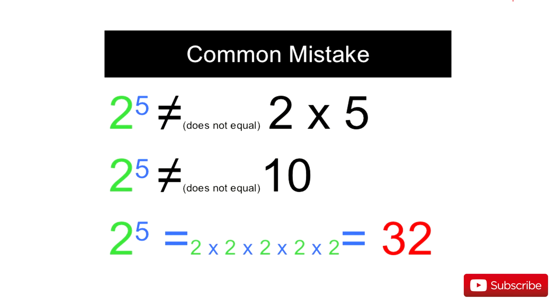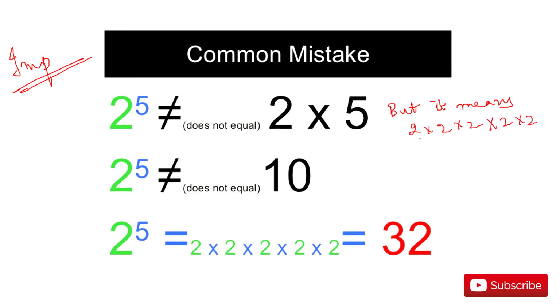So what are the common mistakes children make? First mistake, this is very important for you all to understand the laws of exponents. 2 to the power 5 does not mean 2 is multiplied by 5, but it means that 2 has been multiplied 5 times. Right? So I've written 1, 2, 3, 4, 5. So this is 5 times. Similarly, 2 to the power 5 does not mean 10 either. It means 2 cross 2 cross 2 cross 2.